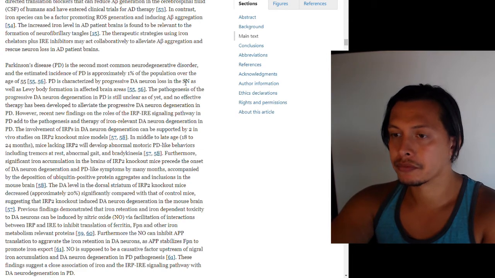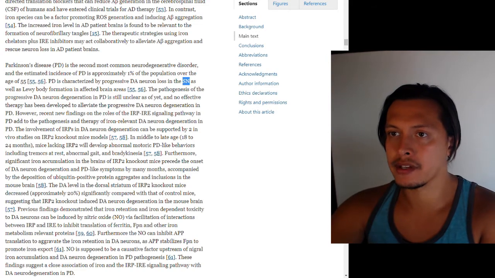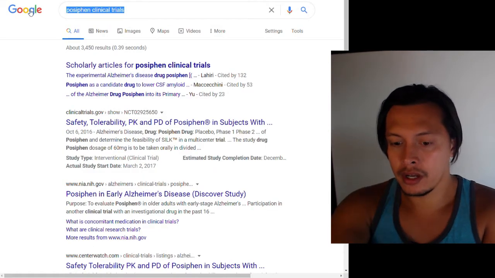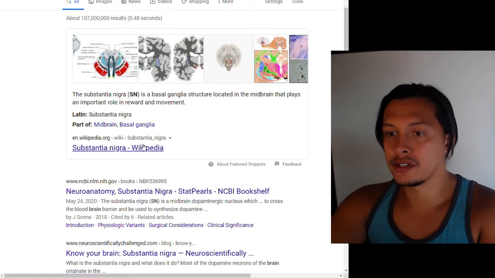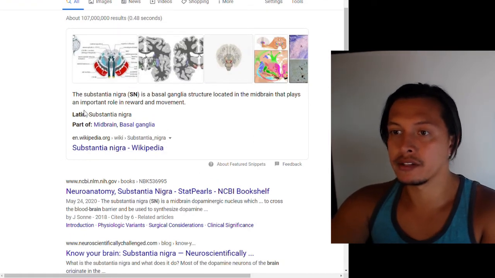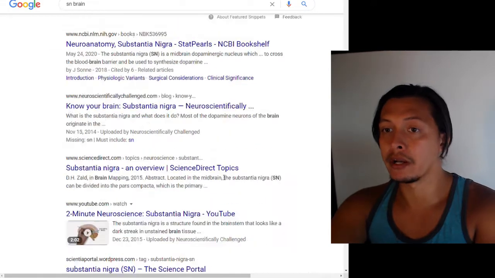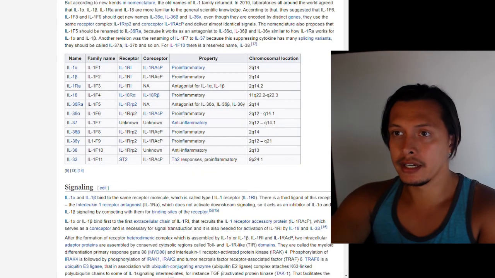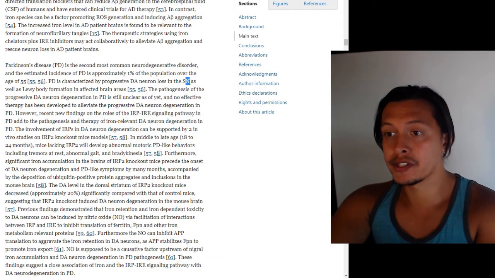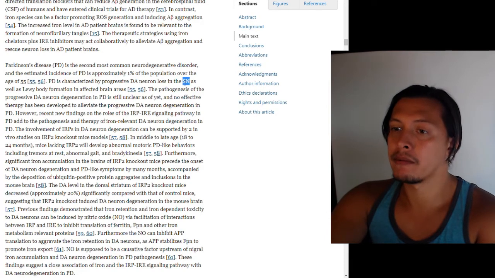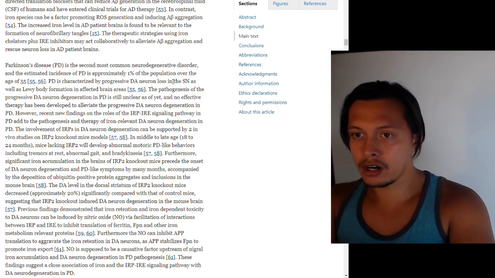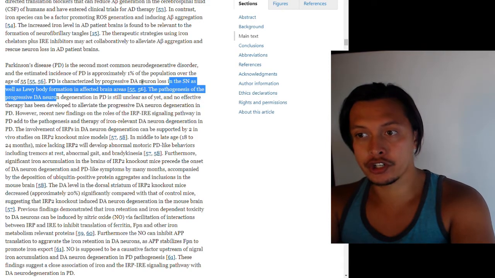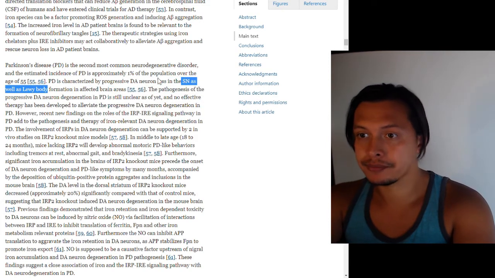I do not remember what SN is. Oh, the substantia nigra. Okay, so yeah, it's just one of the parts of the brain. And it's one of the parts in the brain that produces neuromelanin, if I'm remembering correctly. So regardless, you have this dopaminergic neuron loss in these areas.